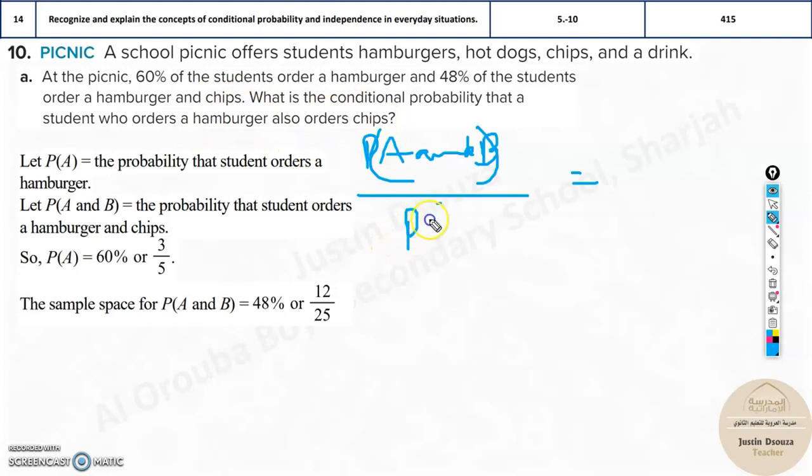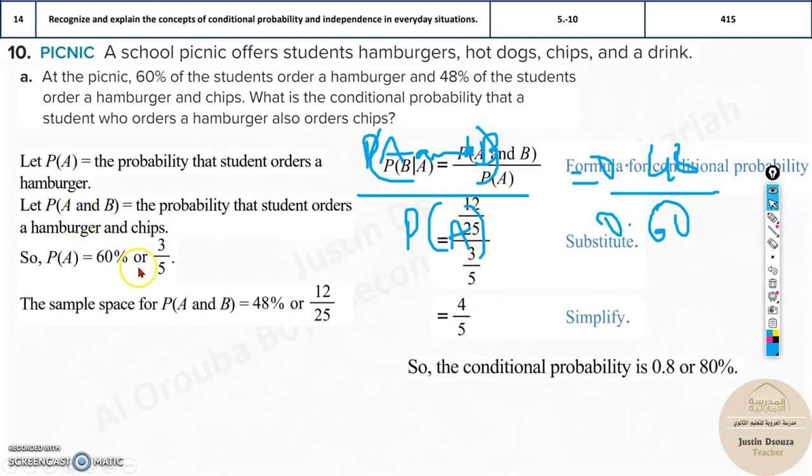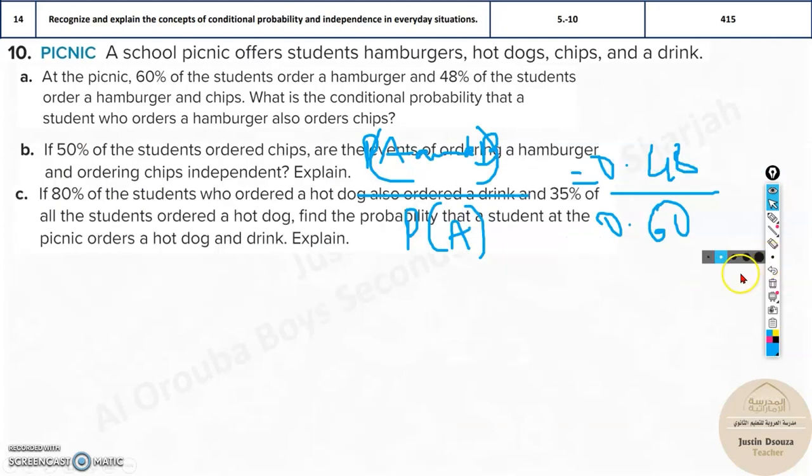The condition is probability of A, that is ordering hamburger. It is given as 60% and the probability of A and B is 48. So just divide this. Very, very simple. 0.48 divided by 0.6 will be the answer. See over here, they have written in fractions. That's the only thing. 0.48 is written as 12 by 25, and over here it is 3 by 5. That's it. Now, that's how we solve it.